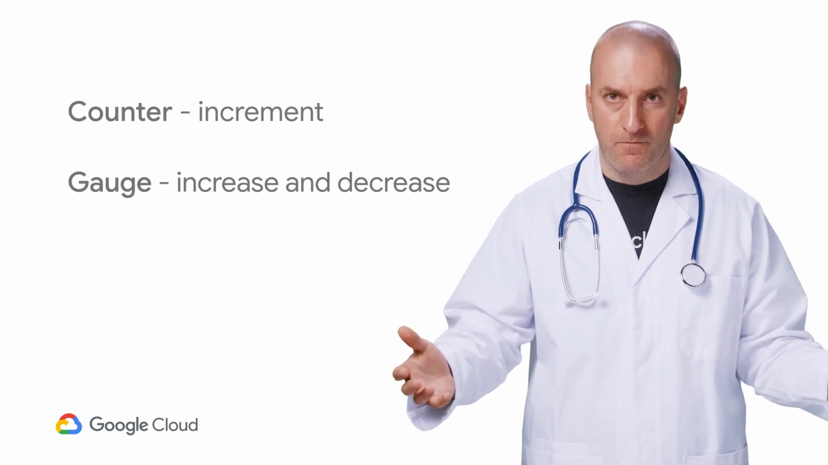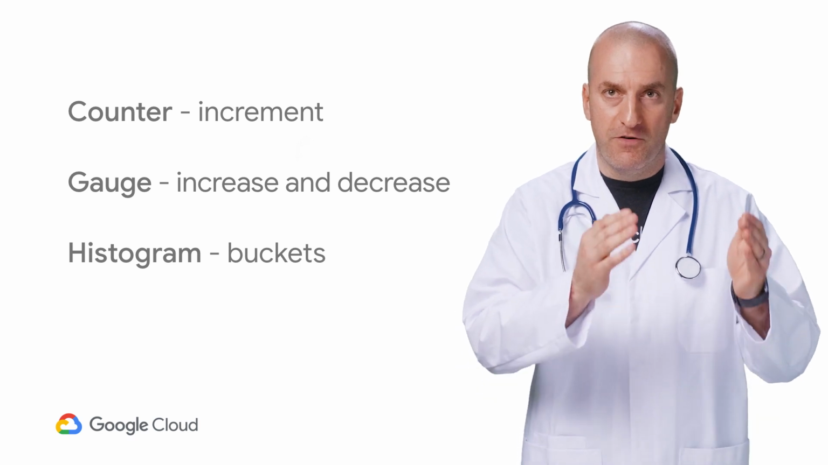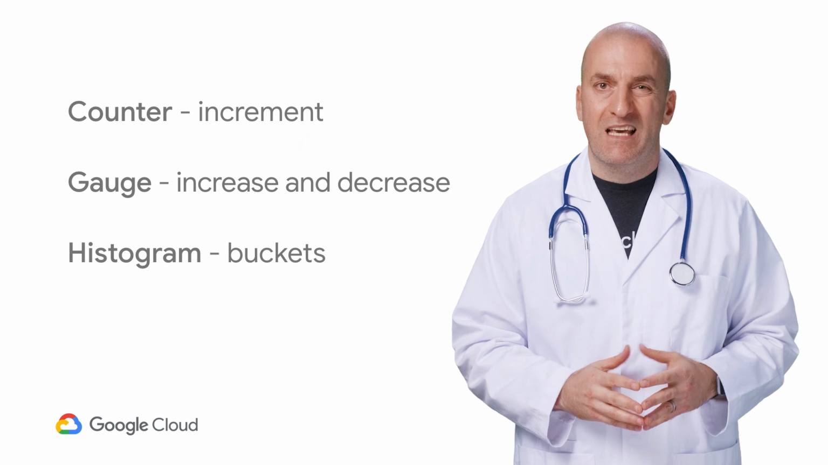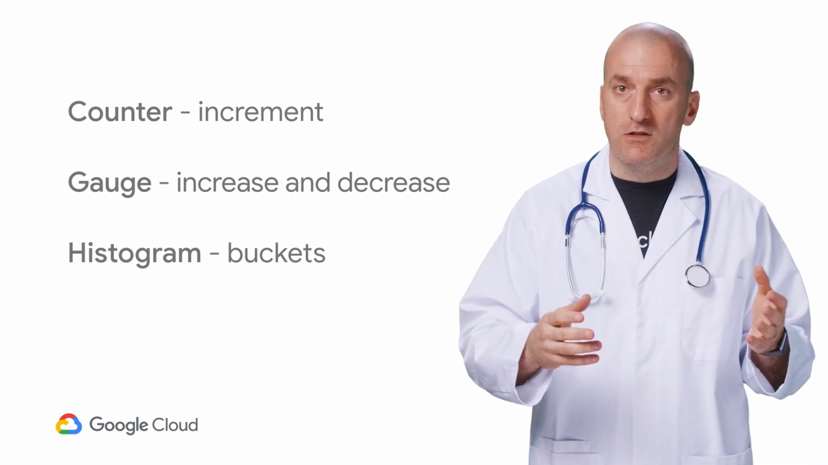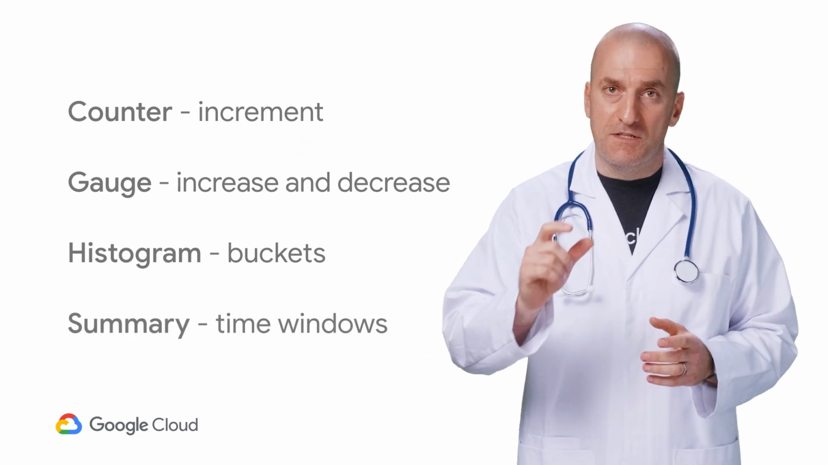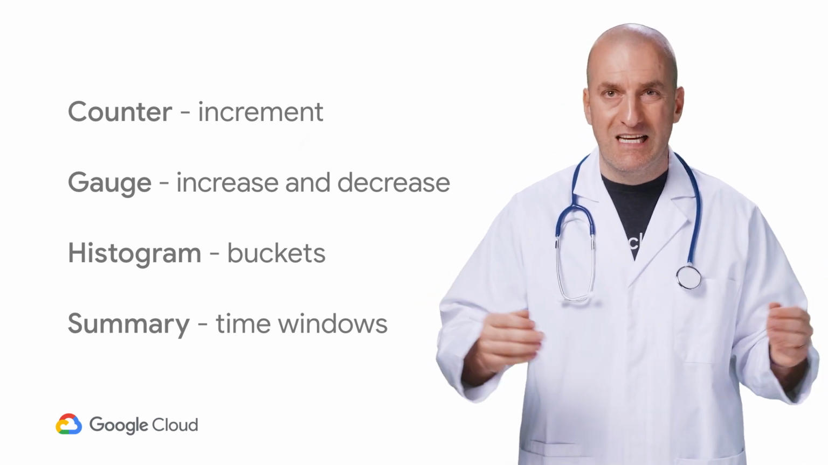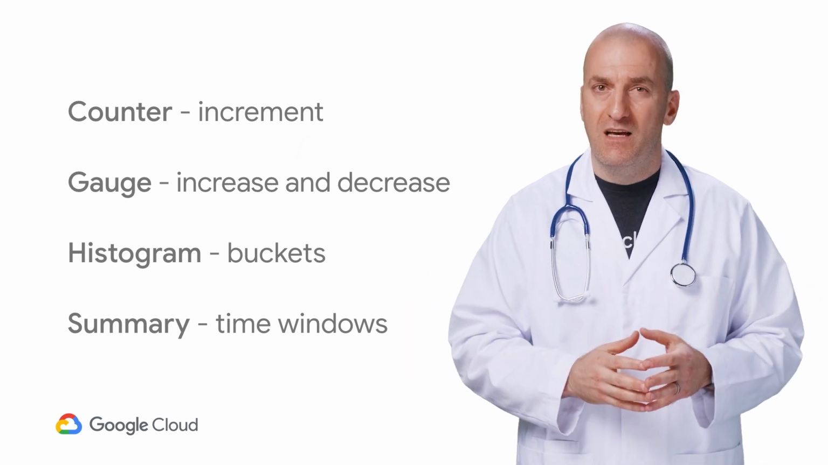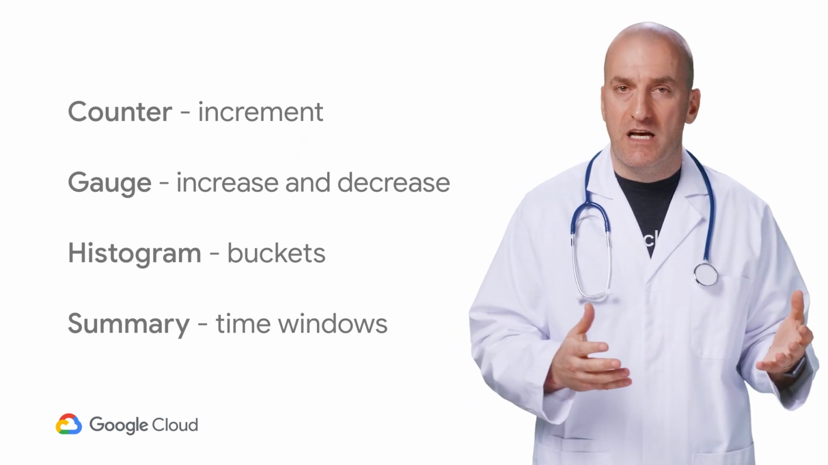A histogram samples observations and counts them in configurable buckets. It also provides a sum of all observed values. Histograms are most often used to measure the distributions of things like request durations or response sizes. Finally, a summary samples observations and provides a total count and a sum of all observed values. It also calculates configurable quantiles over a sliding time window. Summaries are usually used for values where the total value is important, like payload sizes.